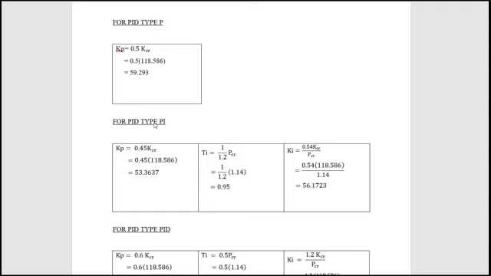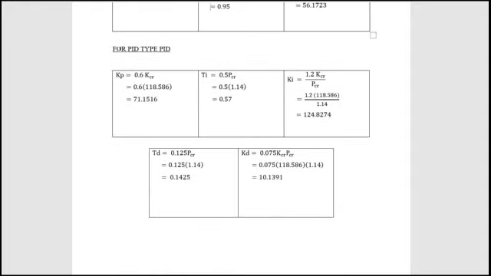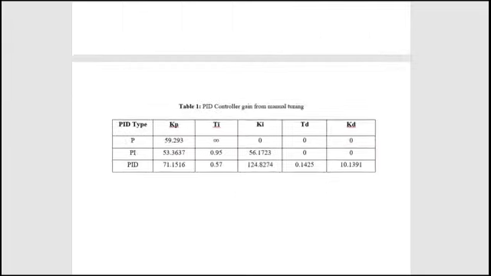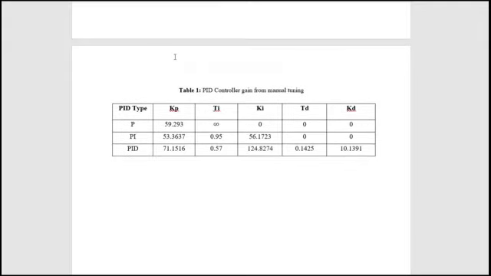Next, for PID type PI, find the values of Kp and Ki. Next, for PID type PID, find the values of Kp, Ki and Kd. And lastly, insert all the values into Table 1, which is for PID controller gain from manual tuning.